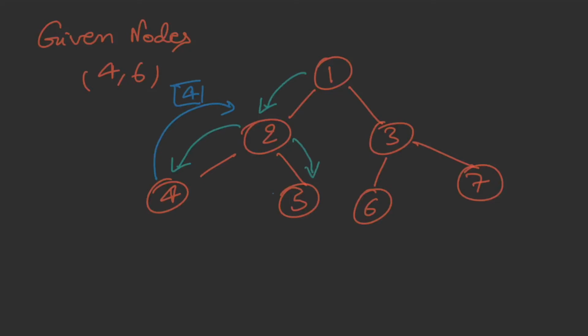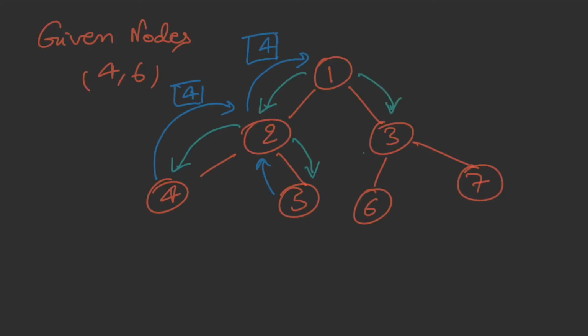We are back to node 2 after visiting the left child. Now we'll go ahead and visit the right child, which is 5. 5 is a leaf node and also it is not one of the given nodes, so we'll return null from this place. We are back to node 2 after visiting both left child and right child. Since left child has returned a valid node, which is 4, we will be returning 4 from this place.